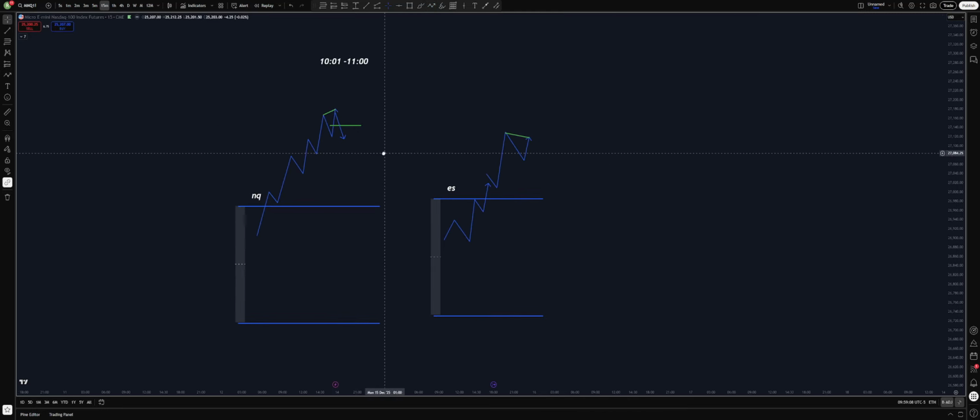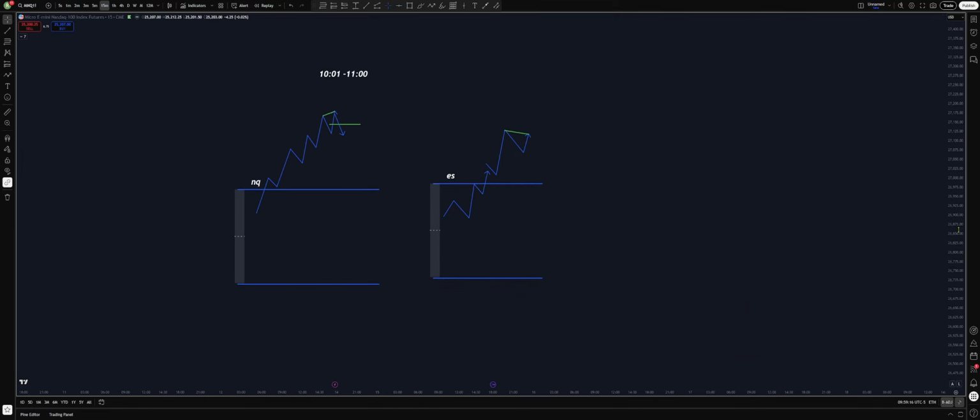Okay, so for both continuation and reversals, we go for 1-to-1. The risk to reward for this strategy is going to be 1-to-1. I've learned this the hard way. Honestly, 1-to-1 is more than enough. For real. Think of it now.